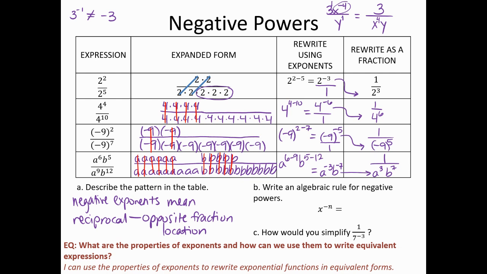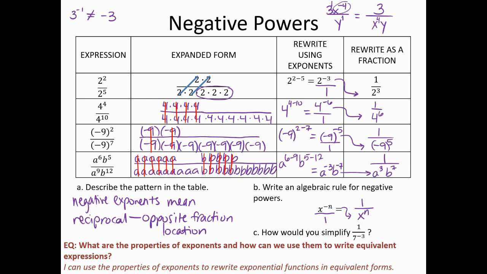And then for part B, write an algebraic rule. Currently the x to the negative n, if I make it a fraction, is over 1. That means my negative n for the exponent is in the numerator. It's unhappy there, so I'm going to move it to the denominator. So it would be x to the n in the denominator, like so. And we just put a 1 in the top to hold that fraction place.